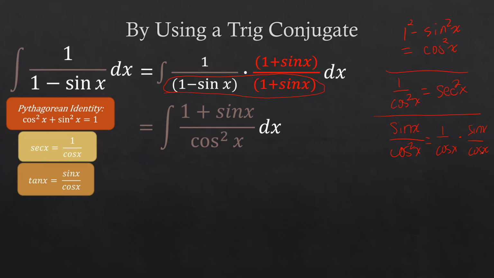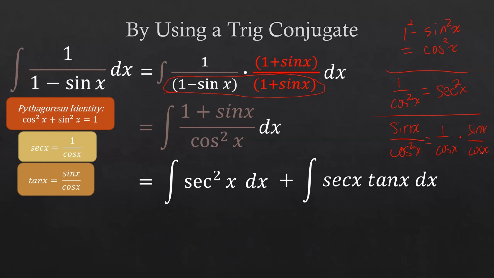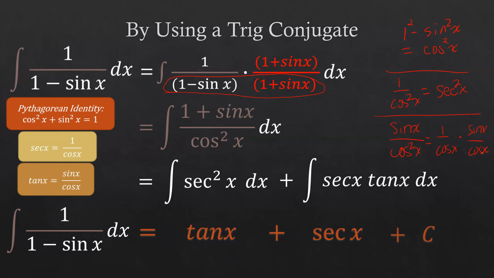So your integral will be the integral of secant squared x dx plus the integral of secant tangent. So then the integral of secant squared is going to give you tangent x. The integral of secant tangent is secant x, and don't forget the plus c.